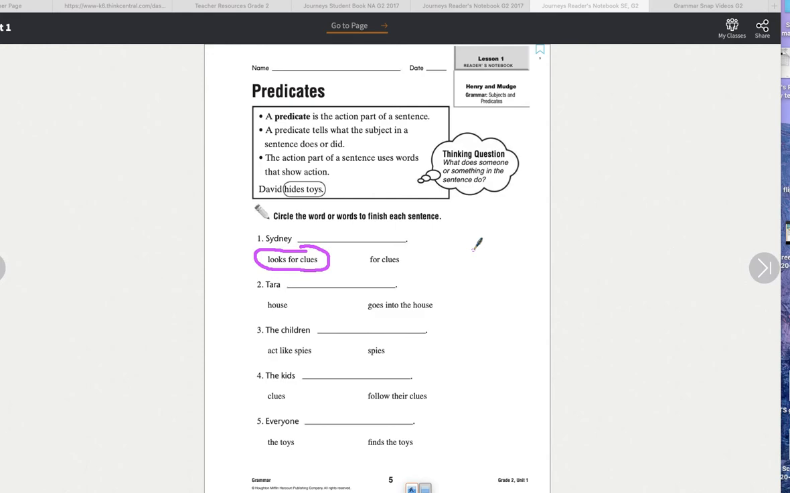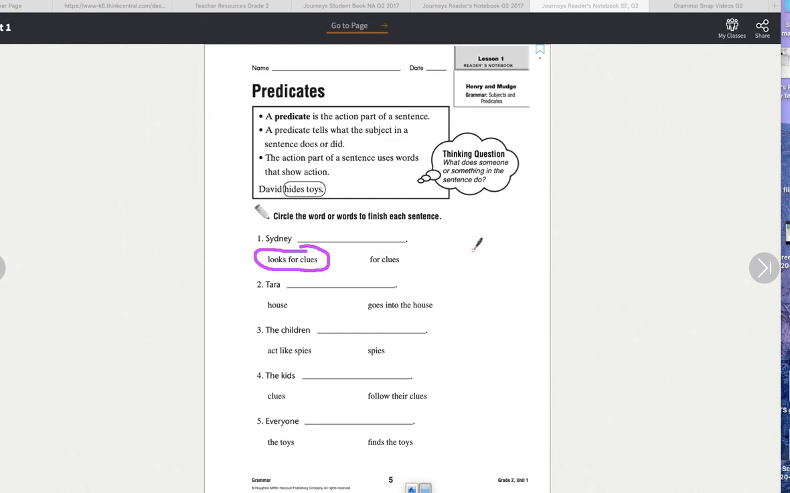All right, number 2. Our subject is Tara. And we have "Tara house," or "Tara goes into the house." So I'm going to say them together. Tara house, or Tara goes into the house.